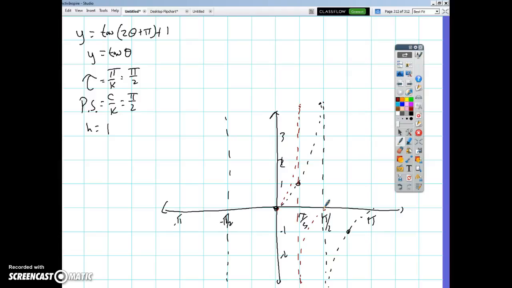Because we know the line's halfway between them and the starting line, right? So I put a dashed line through the middle. I know I'm going to infinity. I know I'm coming back from negative infinity to 0.